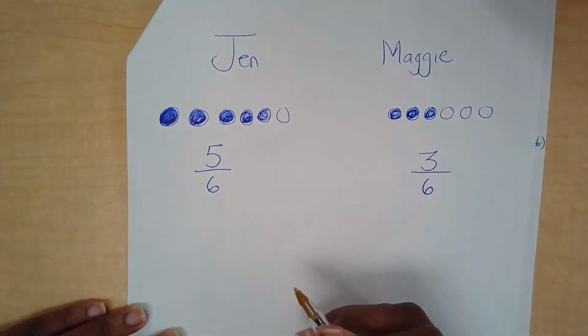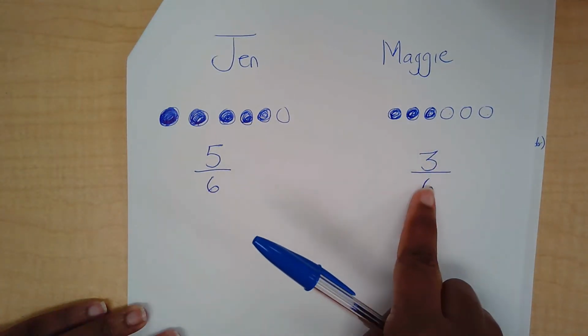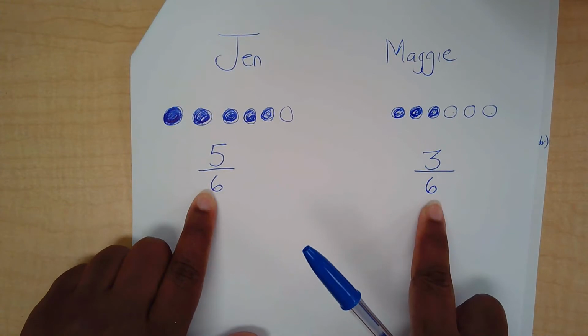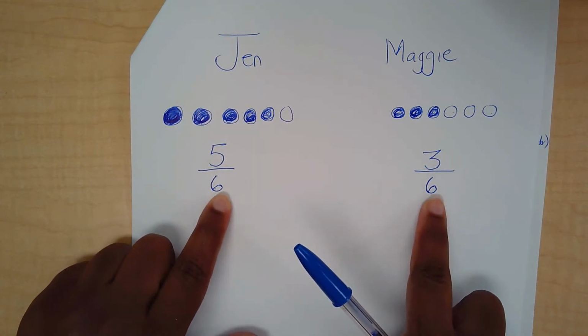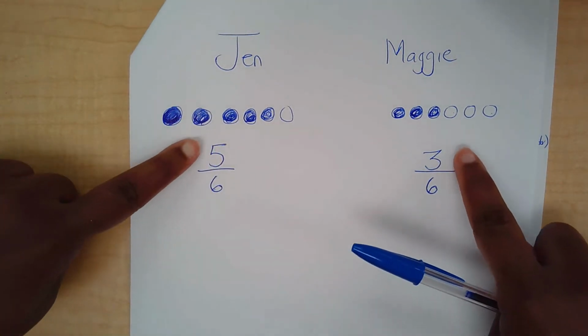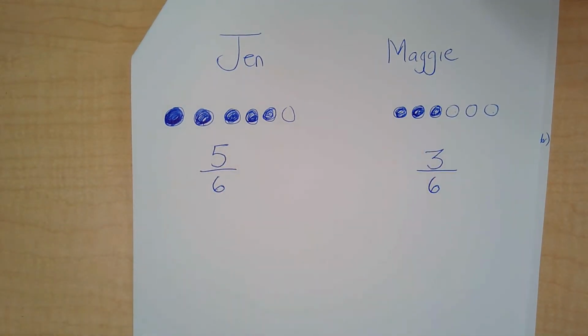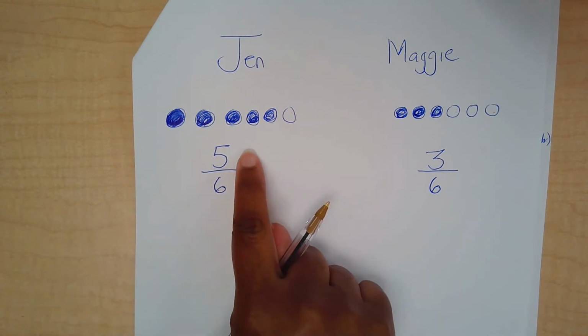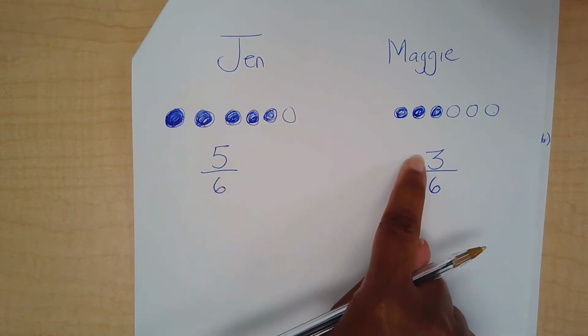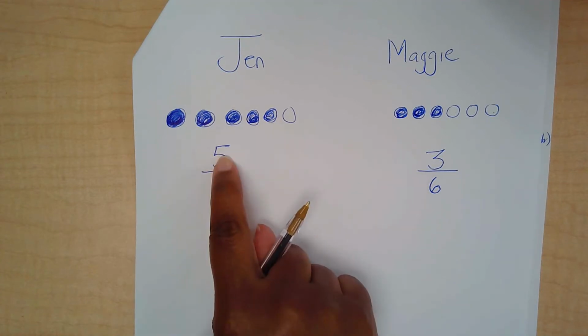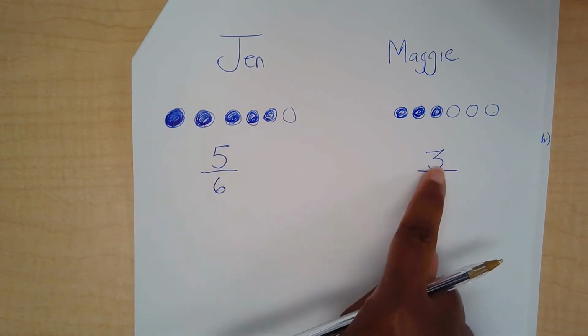3/6. And as I said before, in order to compare our fractions with the same denominator, what do we focus on? We focus on our numerator. And the numerator with the greater number is usually the one which is greater. So which one is greater? We're looking at 5 and we're looking at 3. Which one is greater? Is it 5 or is it 3?